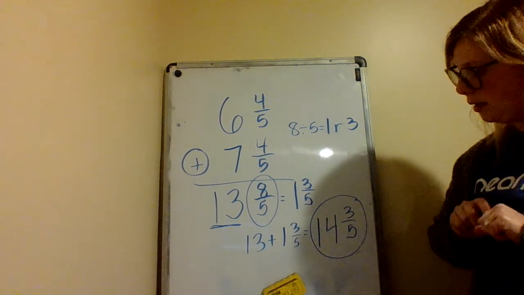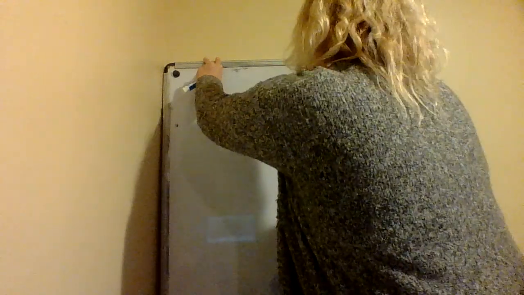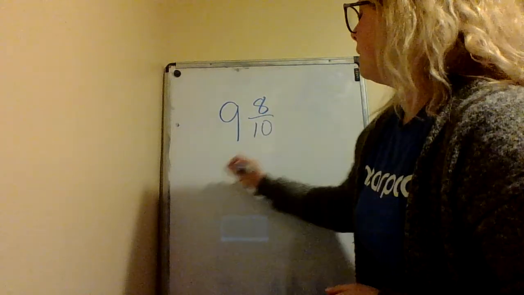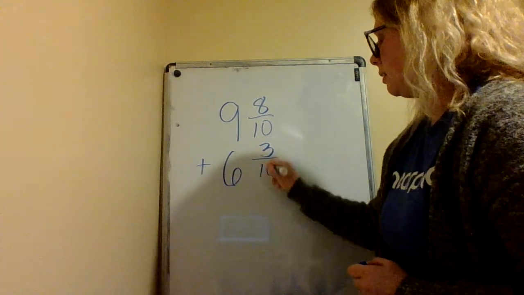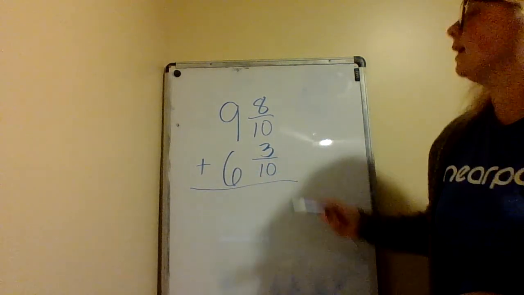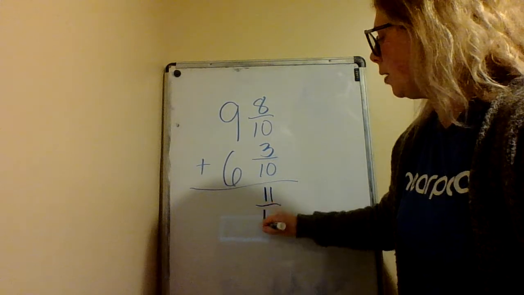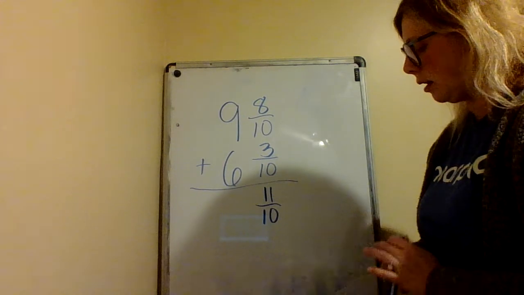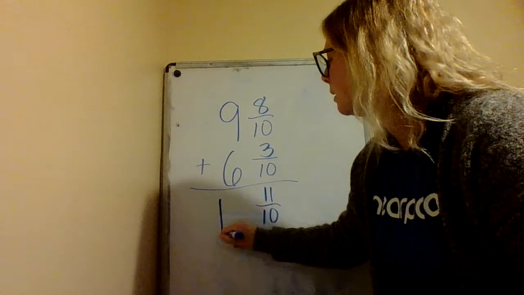Let's try one more addition. Okay, so we have 9 wholes and 8/10 plus 6 wholes and 3/10. Okay, so we'll add up 8/10 and 3/10, 8, 9, 10, 11/10. I hope you're thinking what I'm thinking. Fraction greater than 1. Then we'll add up our 9 plus 6, 9, 10, 11, 12, 13, 14, 15.